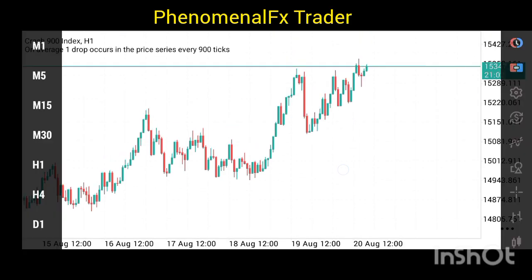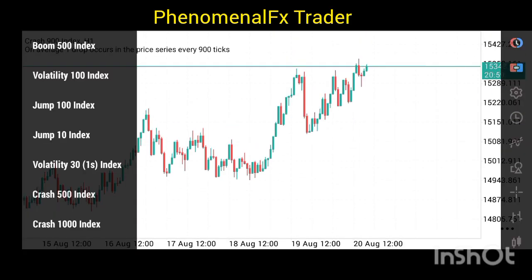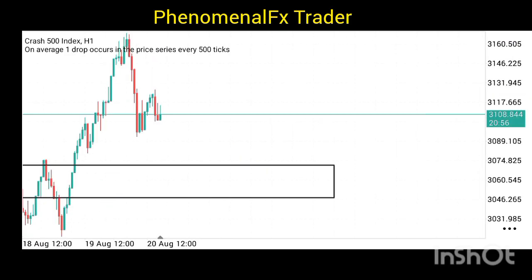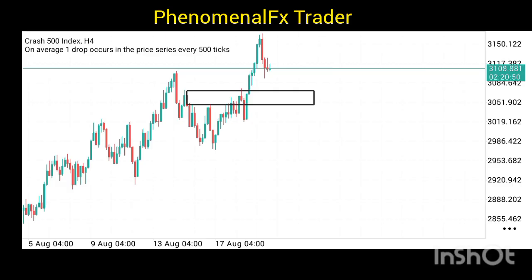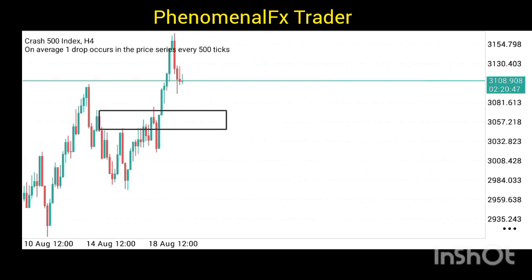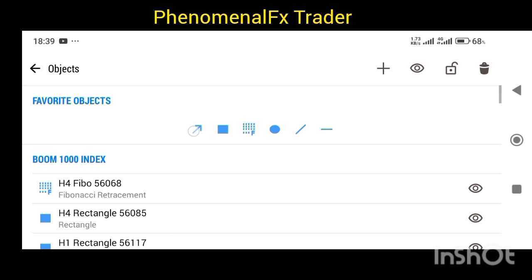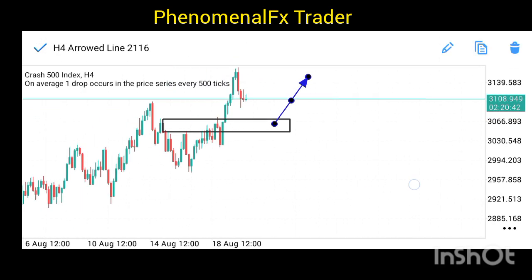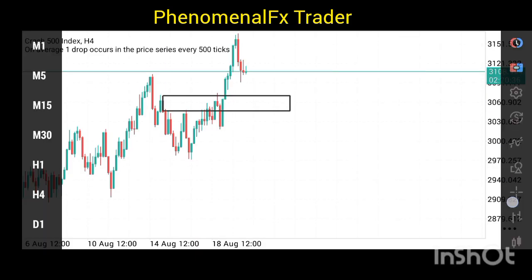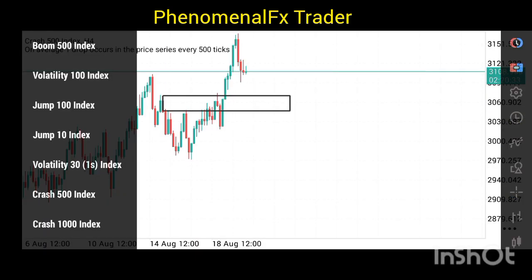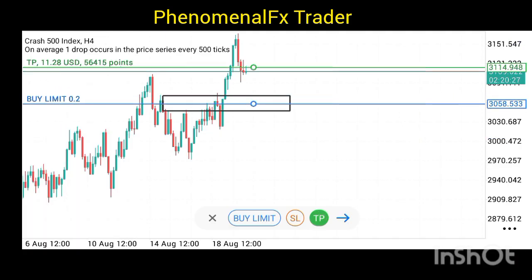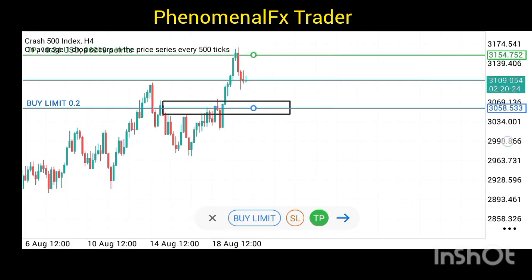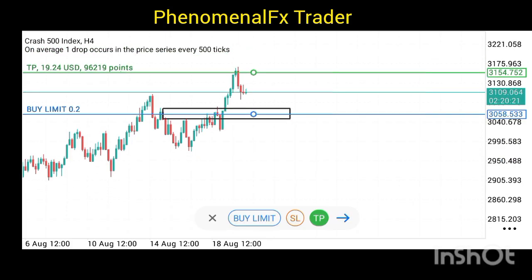I'm also keeping an eye on this particular pair, and you can also do that. This Crash 500 index is already marked, as you can see. I'm expecting the market to get to my zone. If it finally gets to this zone, then with my confirmation we are going to take a buy from this zone to this high here, and this should give some massive profit. Let's say I am able to enter around here and then hold the trade up to this level. With the minimum lot size, you get about $19 in profit.